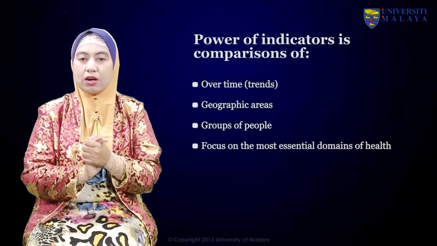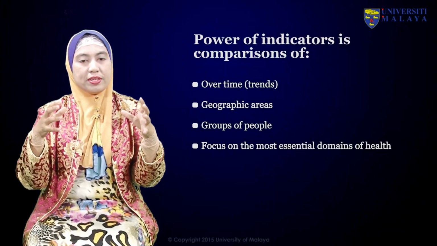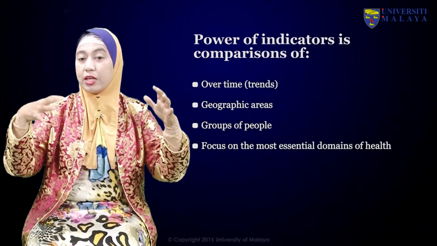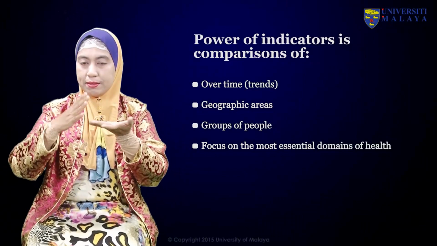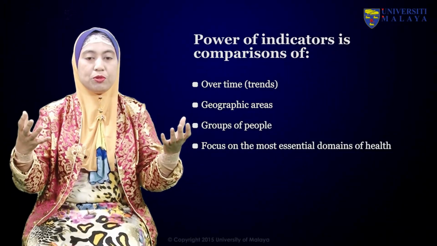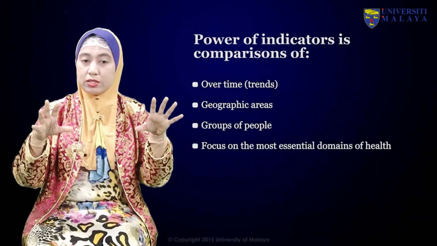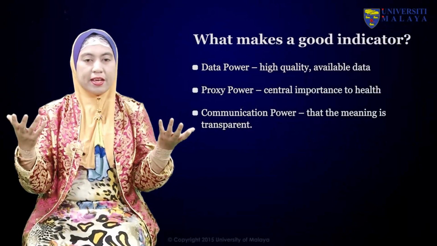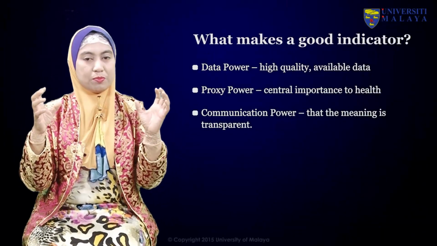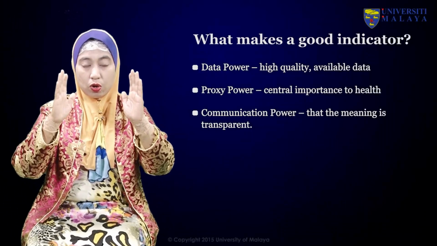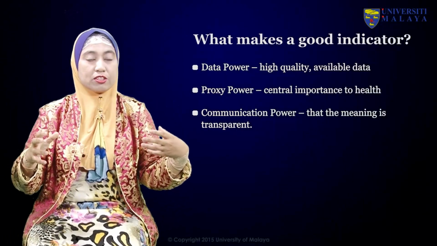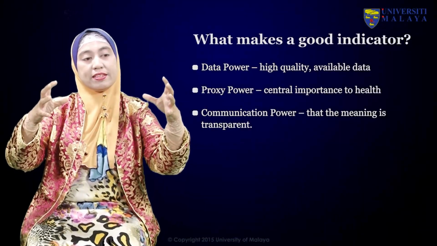What is the power of indicators? The power of indicators is when we compare them with other countries or other states, over time, between geographic areas, between groups of people, and we focus on certain domains of health. And if we want a very good indicator, we have to have high quality data power. We have to make sure all of this will be available throughout the time, and we have to have central importance to the health that we want to monitor.